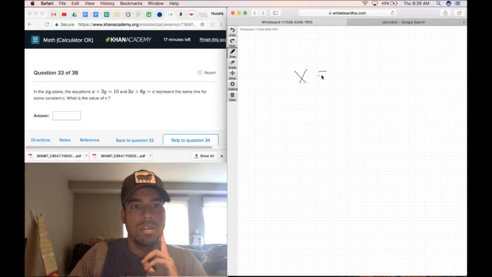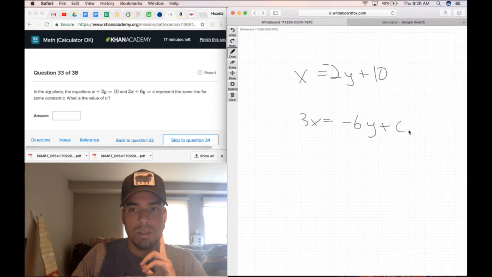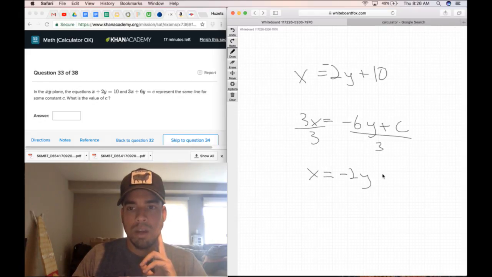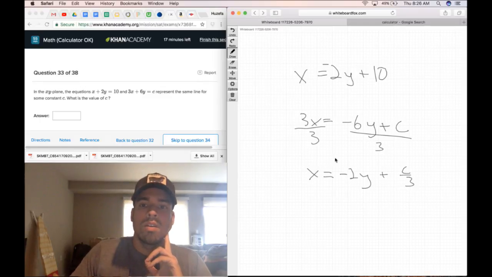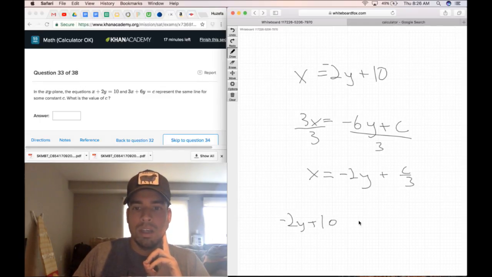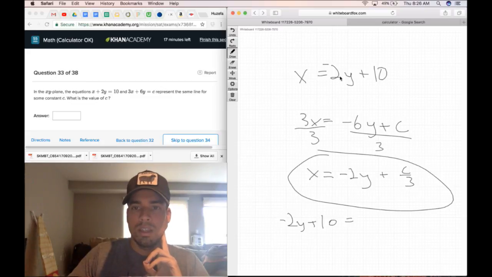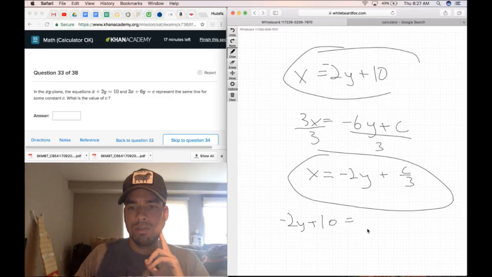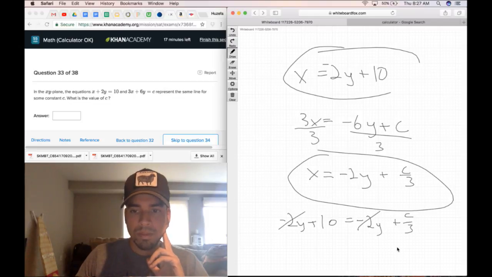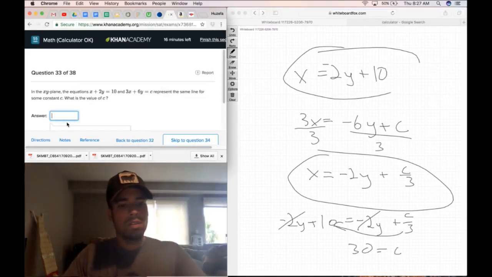So we'll say x equals negative 2y plus 10. And this one is 3x equals negative 6y plus c, divided by 3, x equals negative 2y plus c over 3. So negative 2y plus 10, I'm saying these two equal each other. Negative 2y plus 10 equals negative 2y plus c over 3. Cross these out. c equals 30 because we multiplied the 3 over here. So c equals 30.